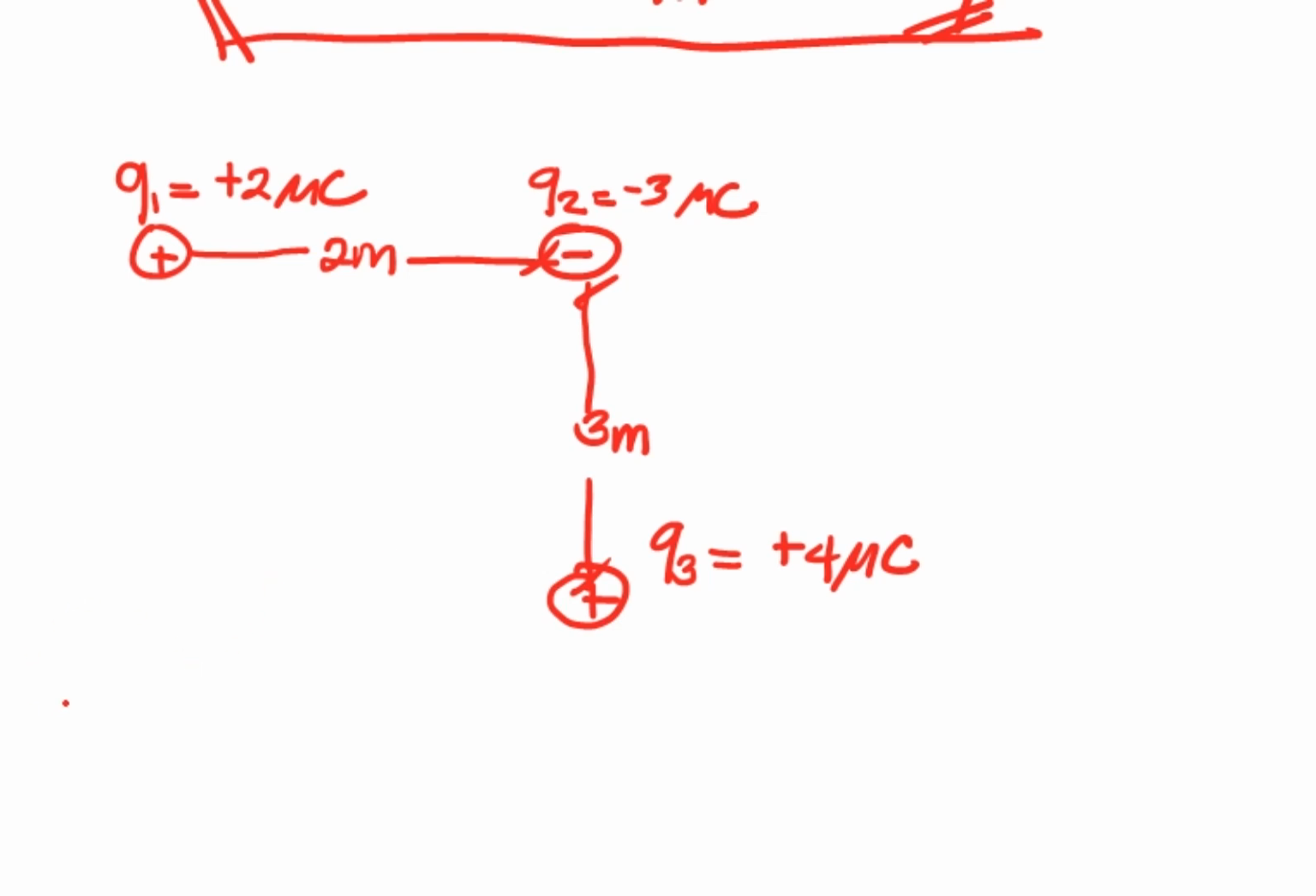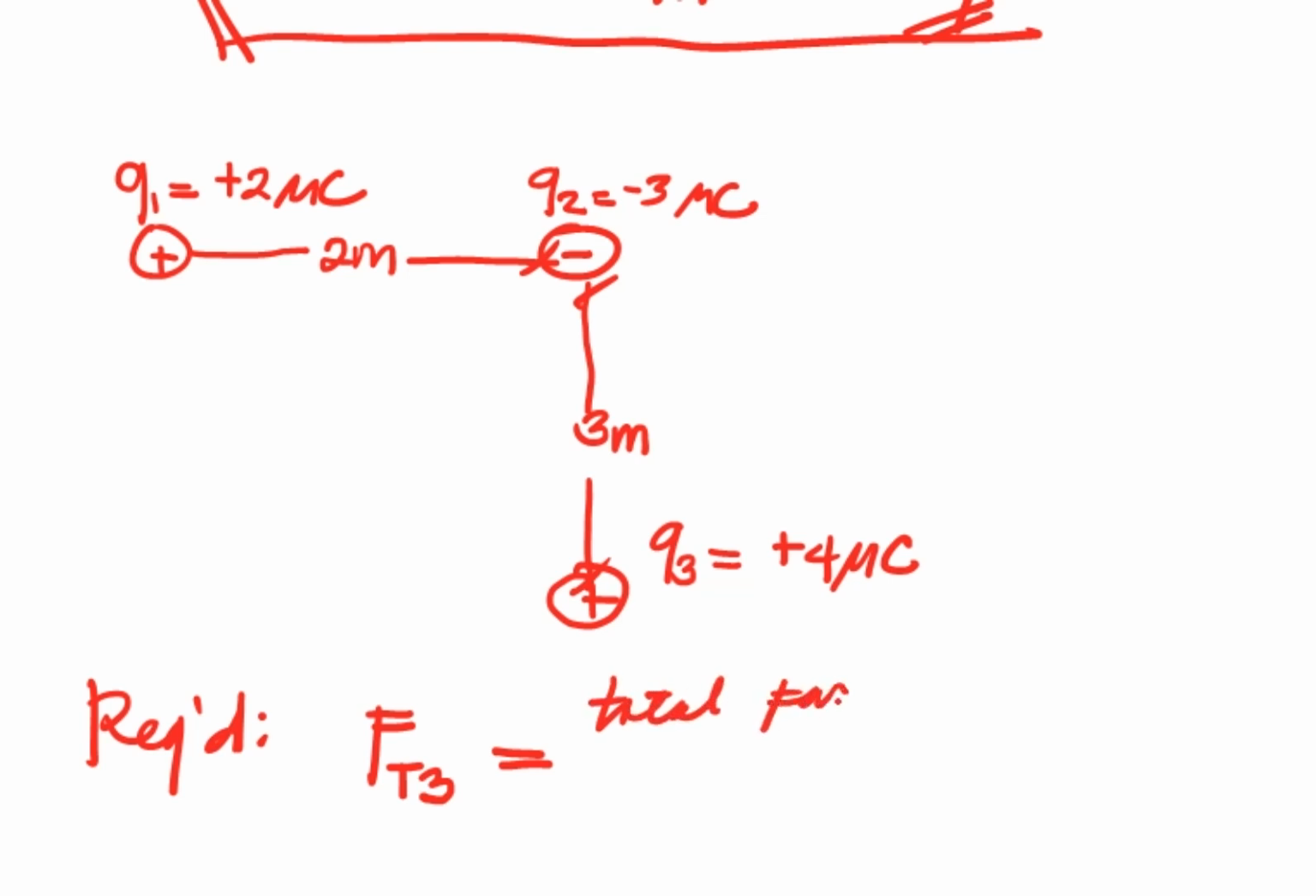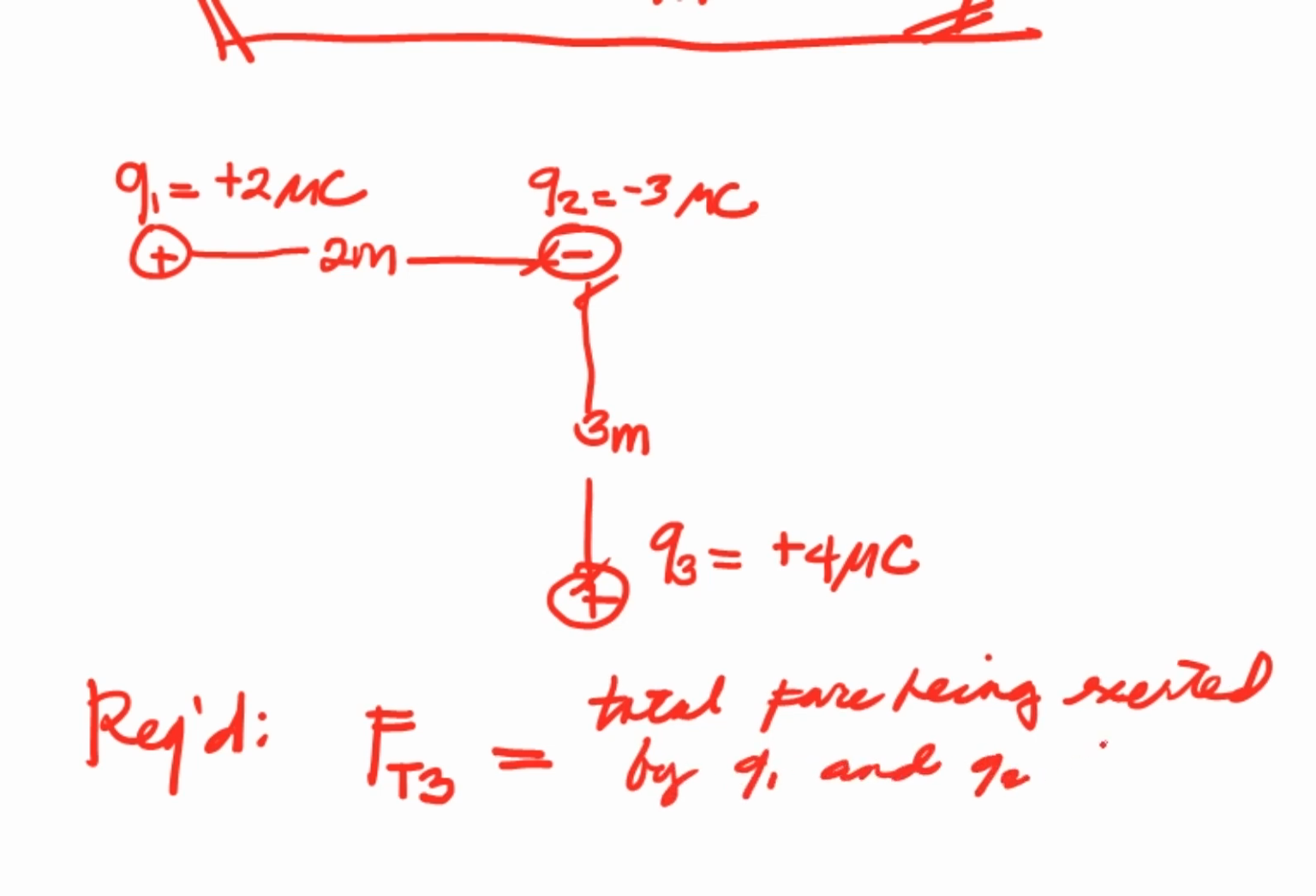Now we are required to find the total force being exerted by Q1 and Q2 on Q3. Let's call this F_T3, the total force being exerted by Q1 and Q2 on Q3. Looking at our charges, there are three charges, Q1, Q2, and Q3, and Q3 is directly below Q2.